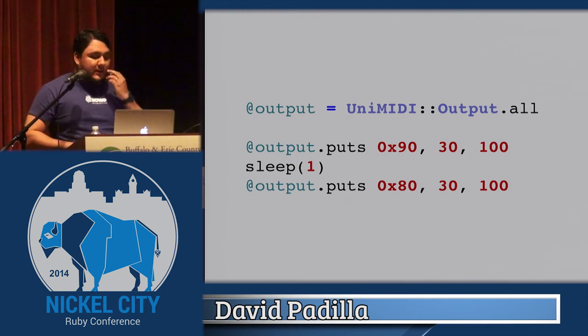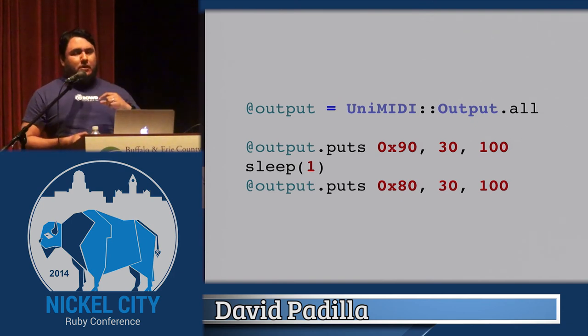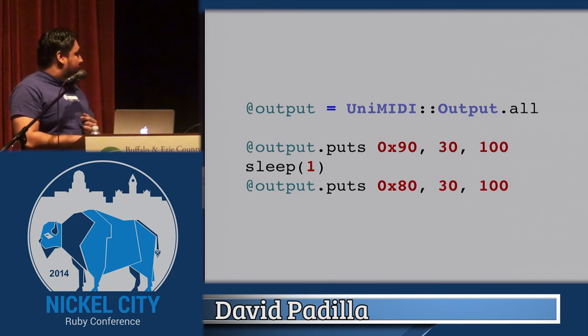That's all Banjo does. It has something like this. It doesn't have a sleep, but you get the feeling. I only declare a UniMIDI output. And then by using puts, I send the message note on, this is the key, and then velocity that can be 100 or can go all the way to 127. And then sleep a little bit and just release the key.